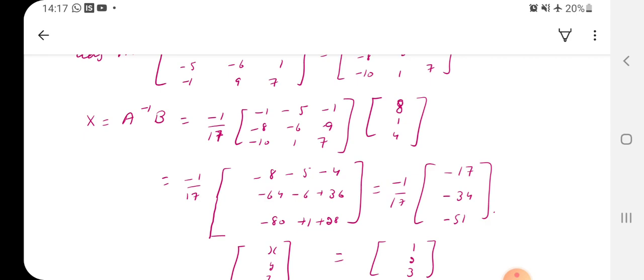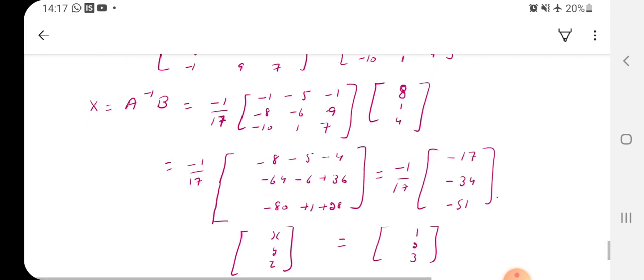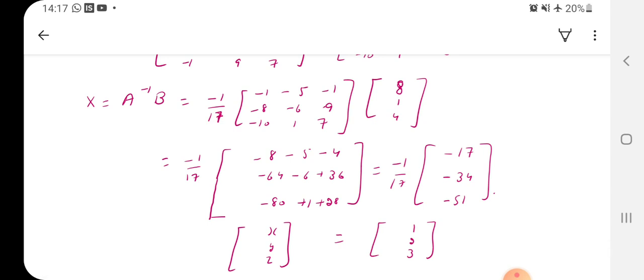So multiply both. You will get minus 1 by 17 outside, and a column matrix of minus 8, minus 5, minus 4; minus 64, minus 6, 36; minus 80, 1 and 28. How did you get this? By multiplying the rows with the column matrix. First row: minus 1 into 8, minus 8; minus 5 into 1, minus 5; minus 1 into 4, minus 4.